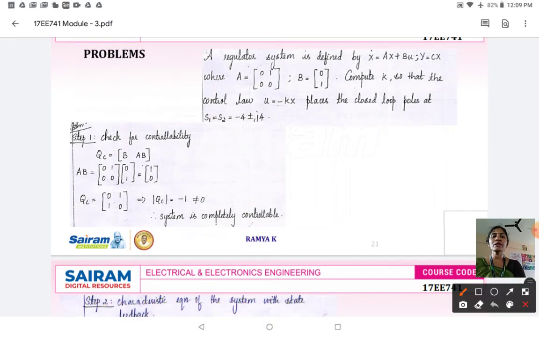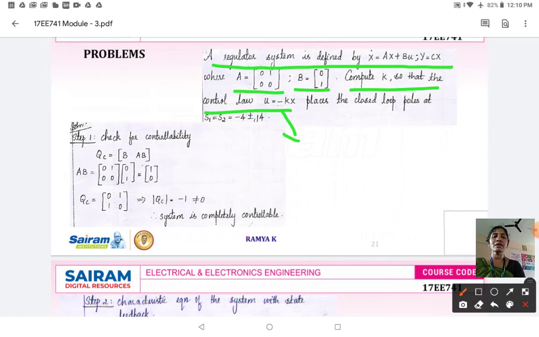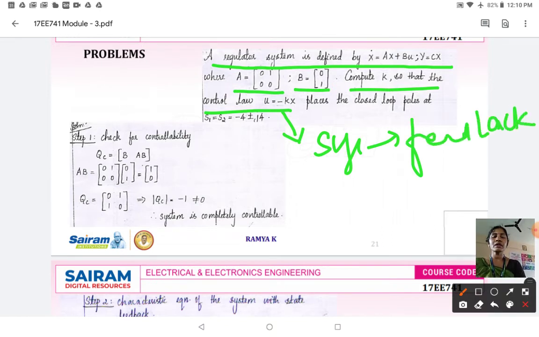The first problem is a regulator system defined by x dot equals Ax plus Bu and y equals Cx. The A matrix is given, the B matrix is given. Compute K so that the control law u is equal to minus Kx. So this defines the system as having feedback. In the case of a system with feedback, the characteristic polynomial equation is determinant of lambda I minus (A plus BK) equal to 0.